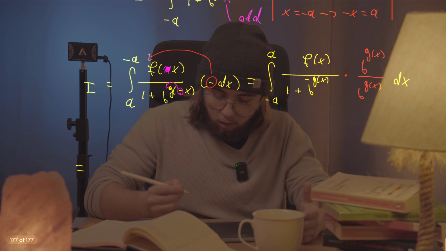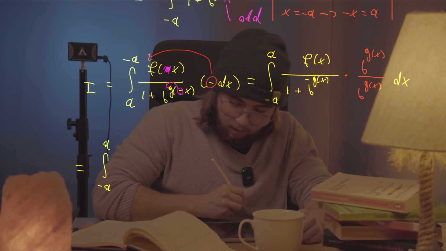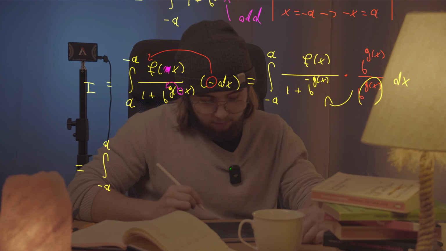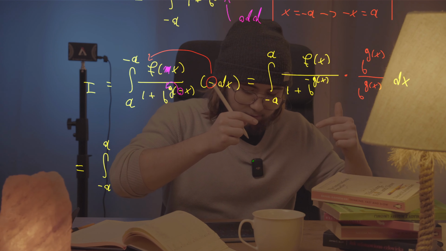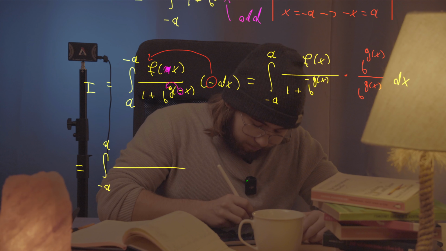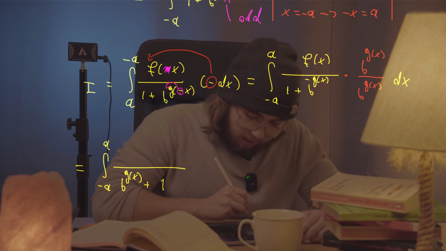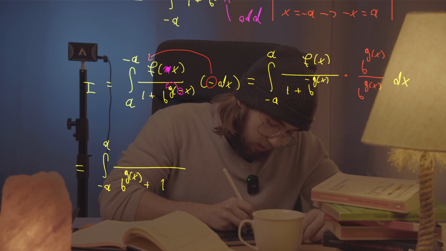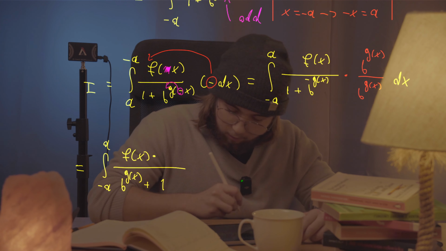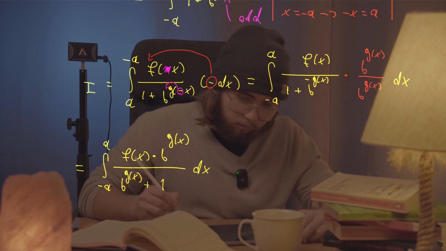Lovely. And this is going to be equal to what? That's going to be the integral from negative a up to a. And now this b to the g of x is the multiplicative inverse of this b to the negative g of x, and so what we're going to get in the denominator is not 1, it is going to be b to the g of x, and then plus 1, and in the numerator we're going to get f of x multiplied by b to the power of g of x, and that's all going to be dx.